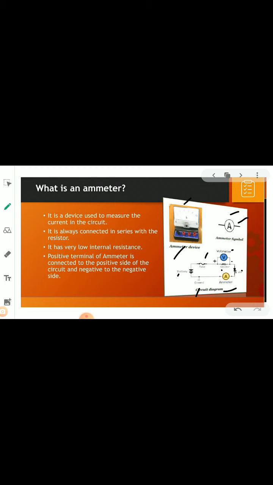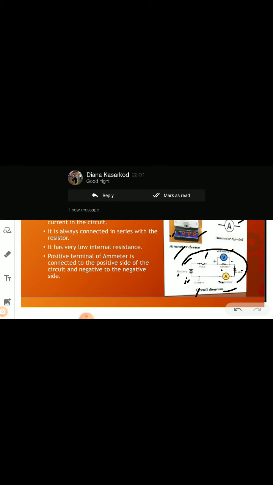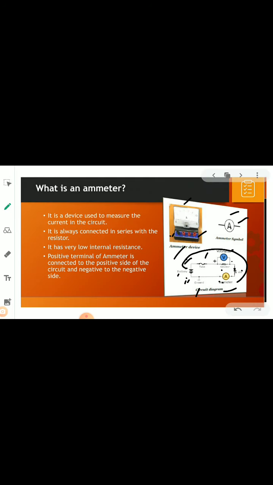So now you can see here the positive terminal. Here you can see the negative and positive terminal will be there for the ammeter. Here the positive terminal of the ammeter is connected to the positive side of a battery. This is the positive side of a battery. This is the negative side of a battery. Here you can see positive, negative. So here this side is the negative terminal. Negative terminal is connected to the negative terminal of the battery, and positive terminal of the ammeter is connected to positive terminal of the battery.